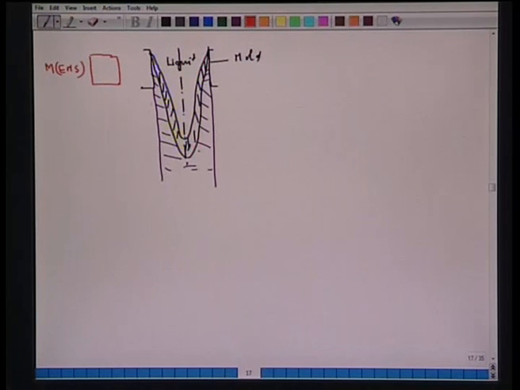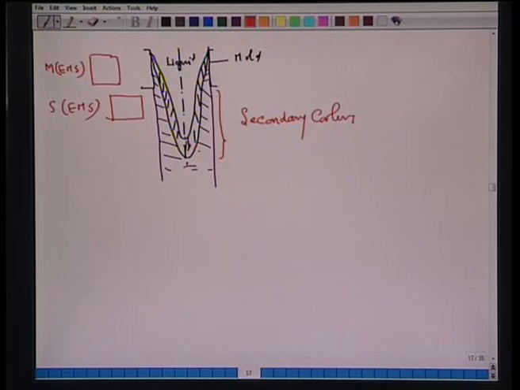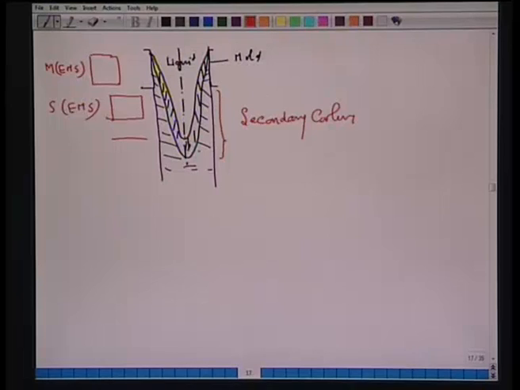One can install from where, say here is the start of the secondary cooling, this is the secondary cooling, so one can install somewhere here, that is SEMS, the upper portion of the secondary cooling or upper portion of the water spray, or one can install somewhere just at the end of the liquid. So this, we call FEMS.